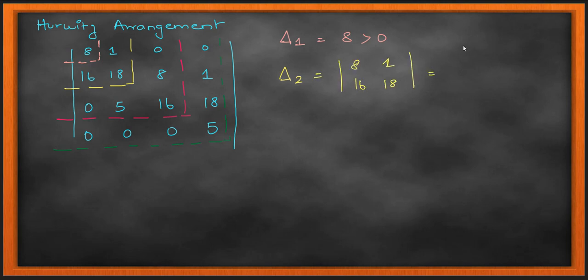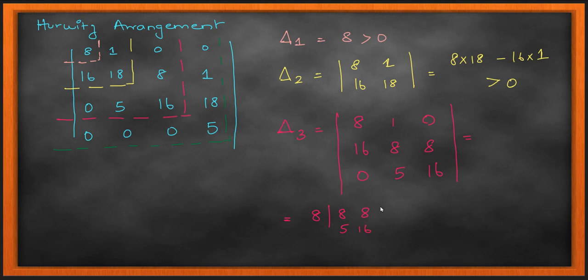So my delta 1 is 8, it's greater than 0. So it has to be all positive, right? The condition for stability using Hurwitz arrangement is all the determinants must be positive. I don't need the final value, I just have to see whether they are positive or negative. So I can easily tell my delta 2 is positive. You all know how to do the determinant, right? I have not shown it there, I have shown it for delta 2. So it is 8 into 18 minus 16 into 1.